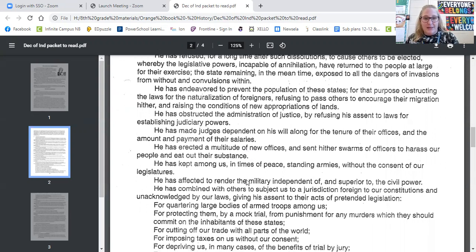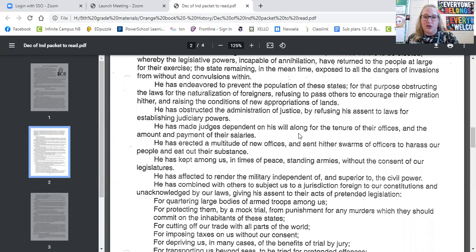He has obstructed, again, there's that word, the administration of justice by refusing his assent to laws for establishing judiciary powers. He has made judges dependent on his will alone for their tenure of their offices and the amount and payment of their salaries. All right, maybe you understood that part. Basically, he's saying if the judges aren't determining things his way, he doesn't particularly like that. So he may fire them or may not even pay their salaries if they don't rule in his favor. That obviously is not a fair judge.